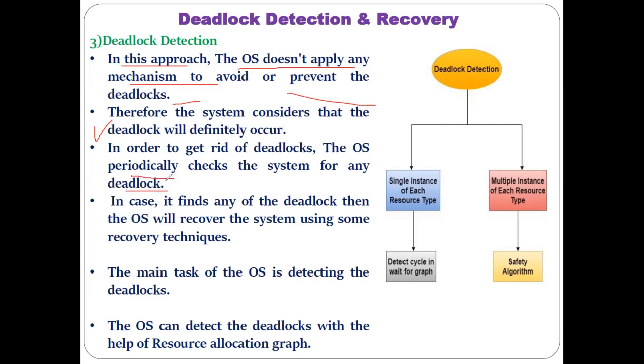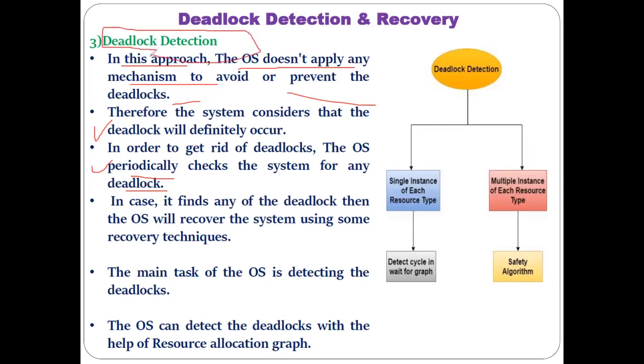Understood? In the previous two approaches we tried to prevent or avoid the deadlock, but in this case we are not going to prevent or avoid it. We predict that in the system a deadlock will definitely occur, or has already occurred. The operating system then, from time to time, checks the system to see whether a deadlock has occurred or not, and that is the approach called deadlock detection.